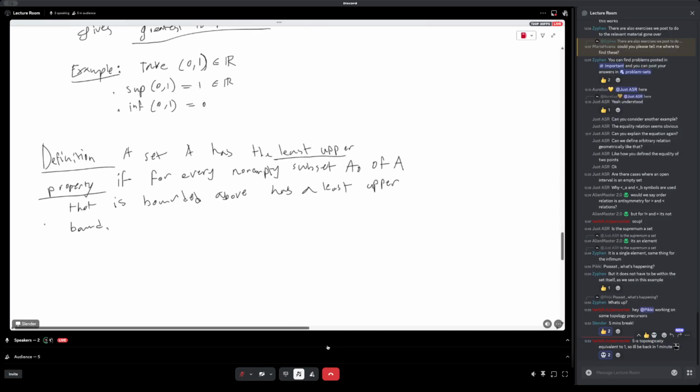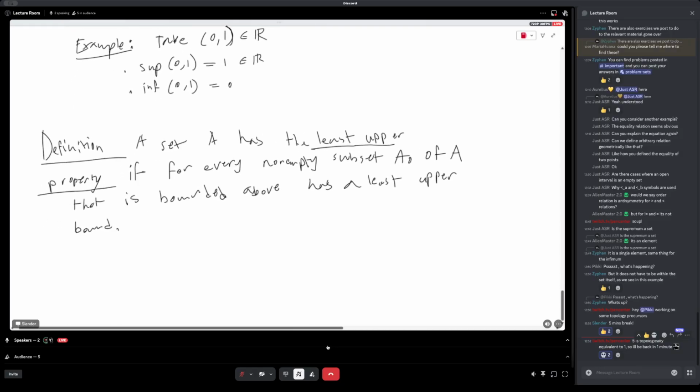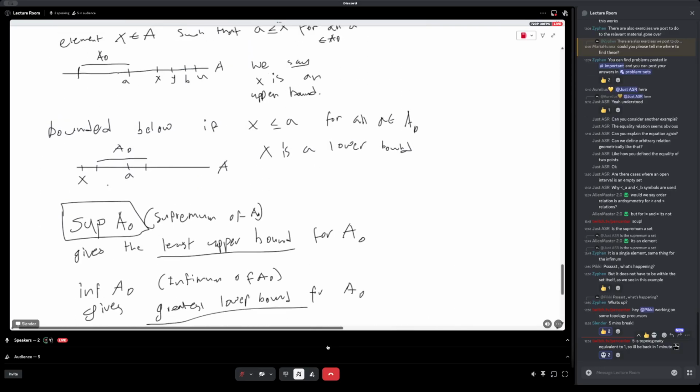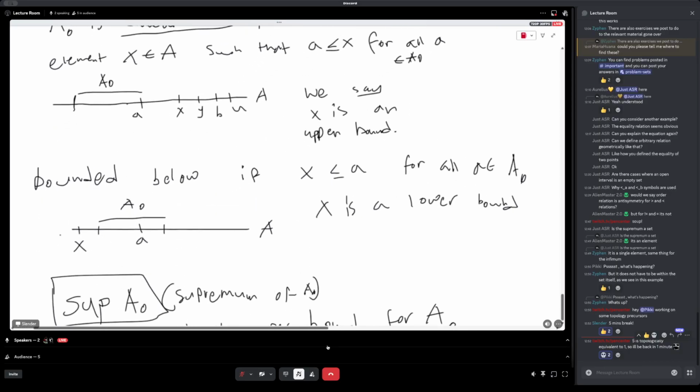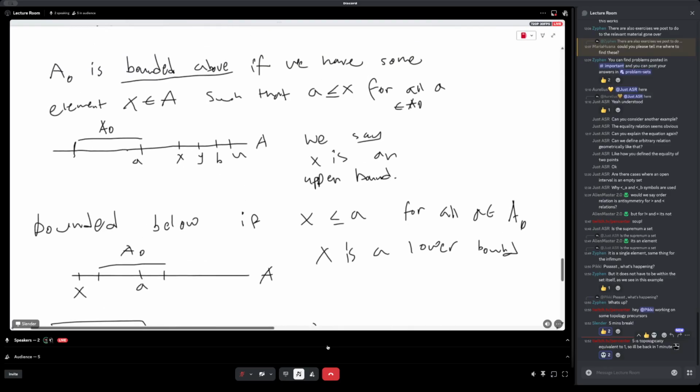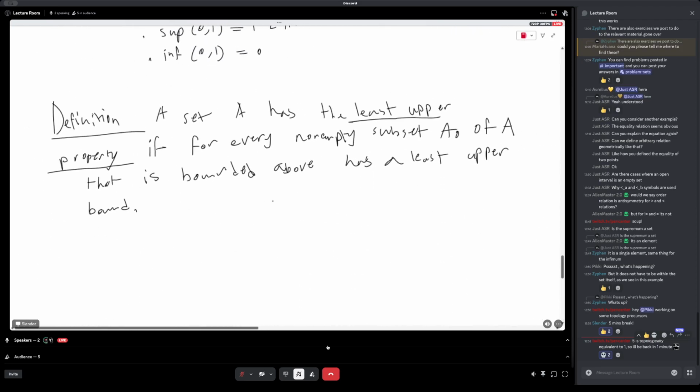So what this basically means is that if you take every subset of this set, all non-empty subsets that are bounded above, that have an upper bound, and they all have a least upper bound, then this set A is said to have the least upper bound property.